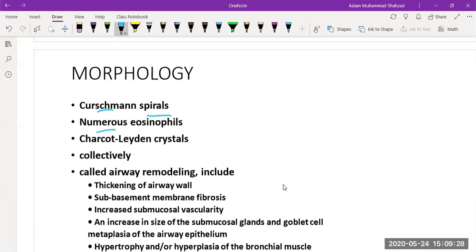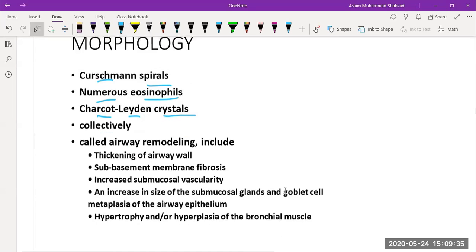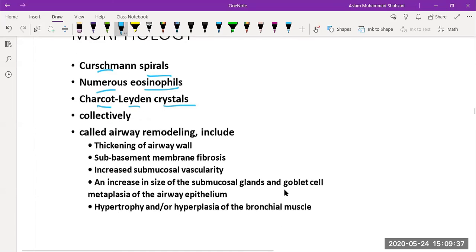The formation of numerous eosinophils. Then we have Charcot-Leyden crystals. Collectively, we can call it airway remodeling, which includes thickening of the airway wall, sub-basement membrane fibrosis, increased submucosal vascularity, increase in size of the submucosal glands and goblet cells, metaplasia of the airways, and hypertrophy or hyperplasia of the bronchial muscles as the key characteristics.